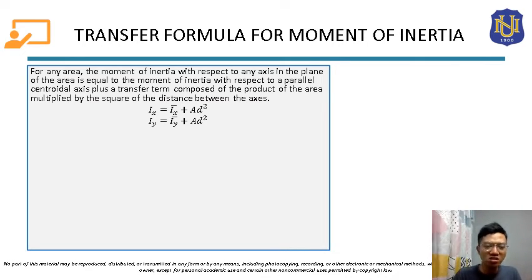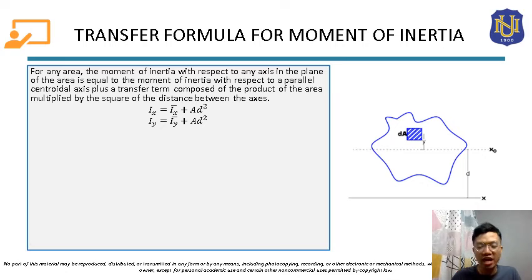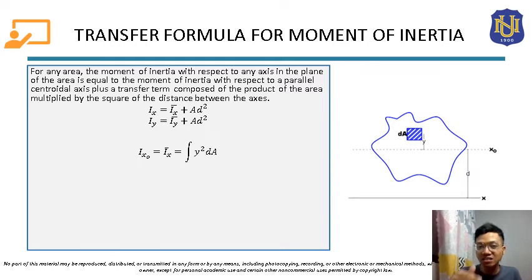There is actually a derivation for these formulas. Let's say we have this area. If you construct a differential area here, this will be our differential area, and the centroidal axis for this area is that axis. We know that the centroidal moment of inertia can be written like this or like this, they are just the same. It can be solved by this formula, integral of y squared dA.